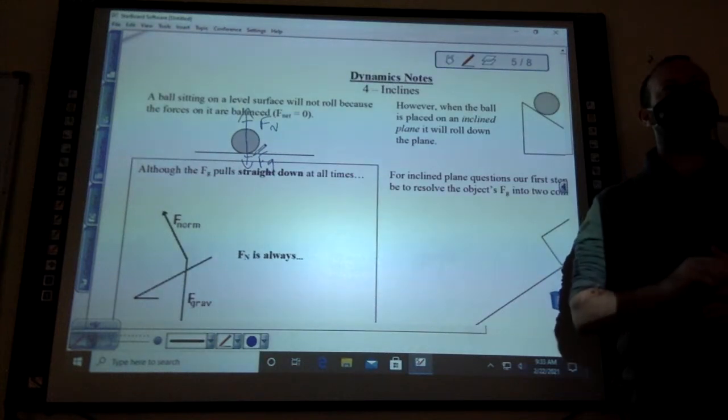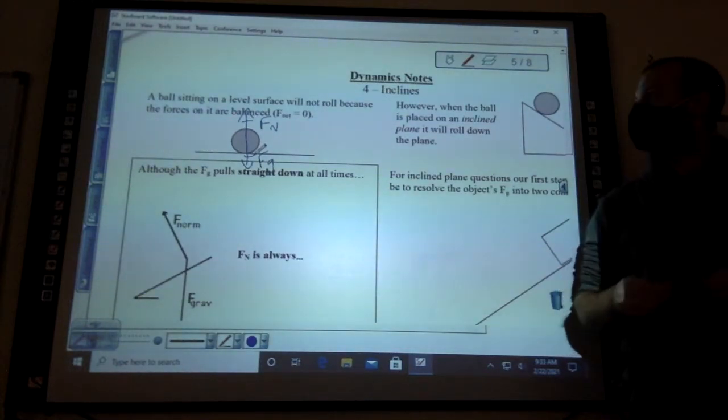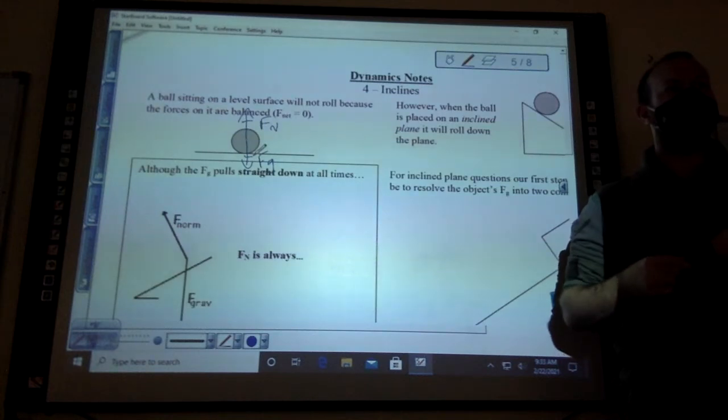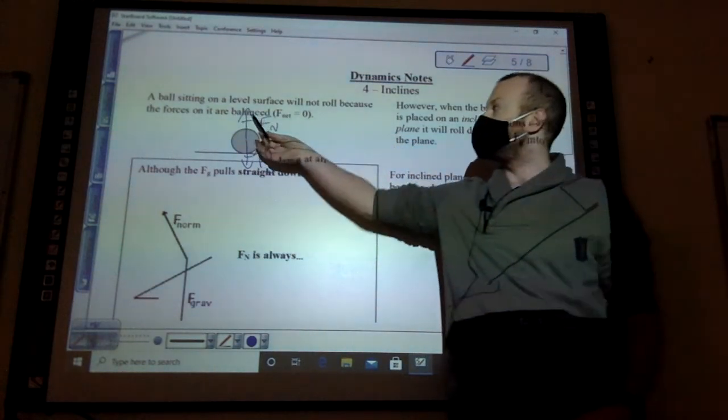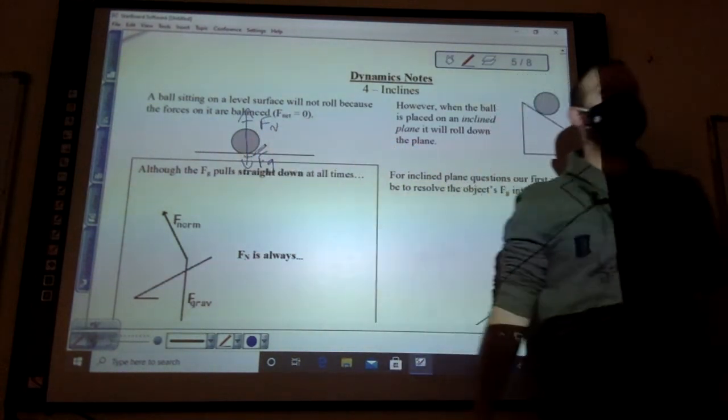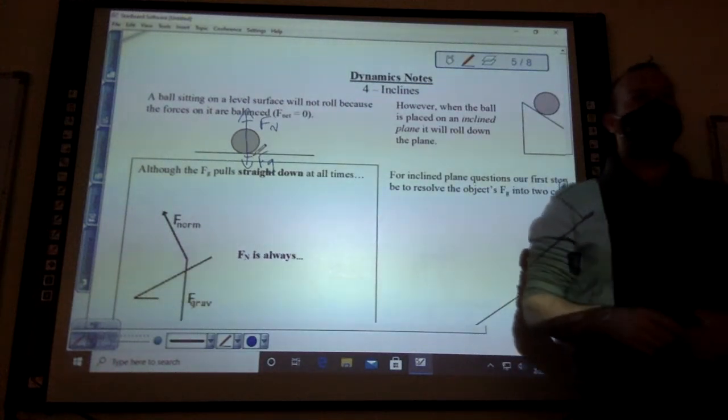What's that? Why did we start with the force of normal? Why did we start first? It doesn't matter which one you do first. So whether you put this one first or you put this force first, it doesn't matter. They're both acting at the same point.